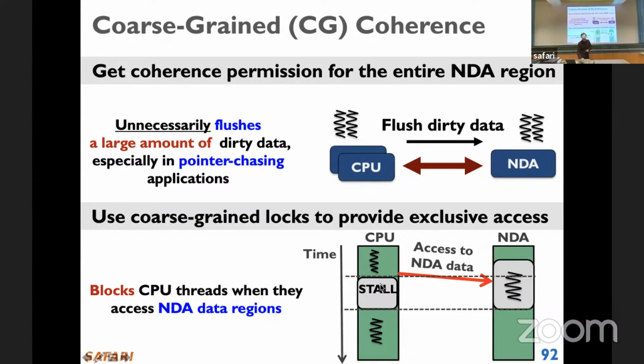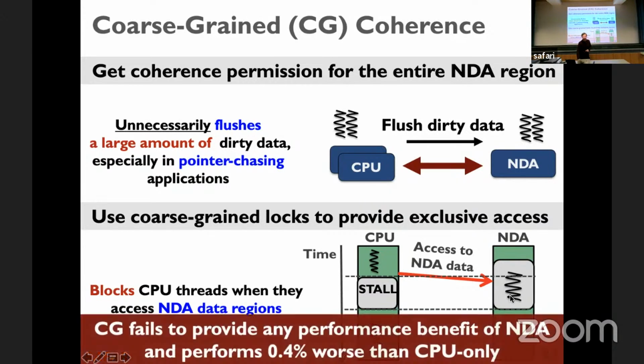Unfortunately, the CPU cannot access these locations in that case, even though it may not be accessing the exact cache blocks that the processing in memory engine is accessing or updating, right? So it turns out this doesn't provide any performance benefit and performs worse than CPU only, but not as bad as non-cacheable. It does provide some energy benefit, as you will see in the results later. So non-cacheable is worse than coarse-grained, and this is actually true for non-processing in memory systems also.